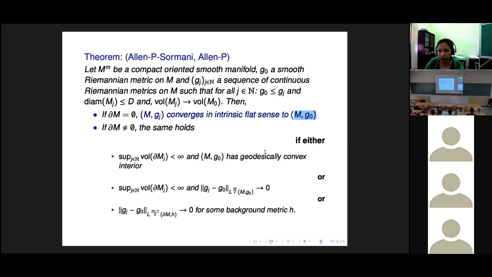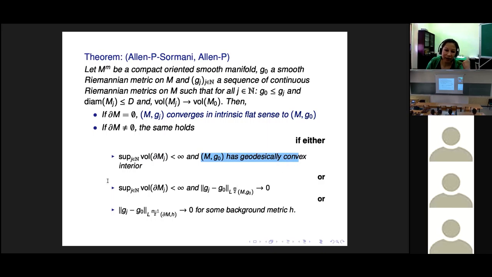And well, you have to ask conditions on the boundaries of the manifold because now you have boundaries. So one of these conditions is that the areas are bounded, uniformly bounded, and that your manifold is geodesically convex, has a geodesically convex interior. And by that, I just mean that given two points in the interior, you can join them by a geodesic that remains in the interior.